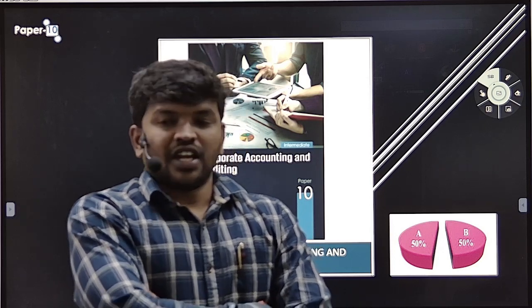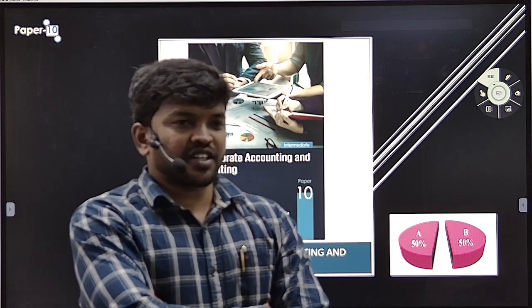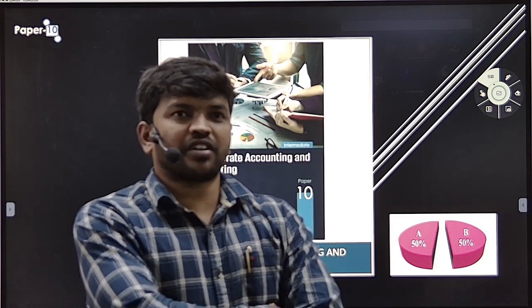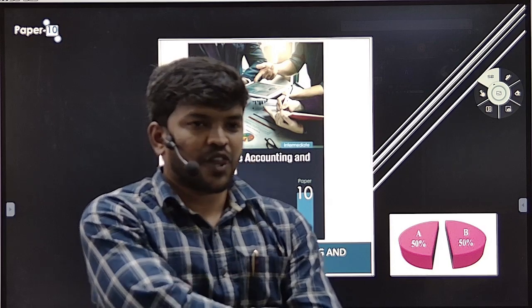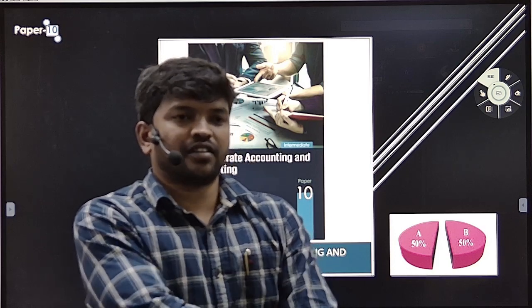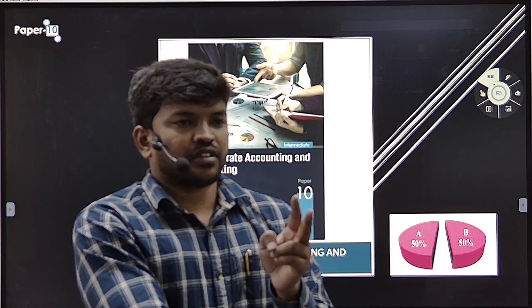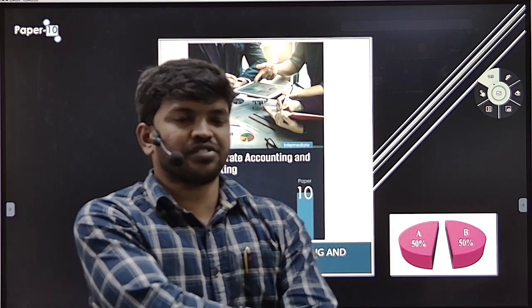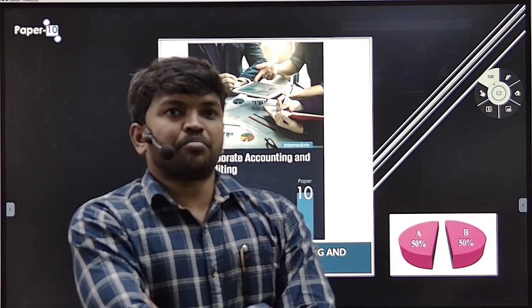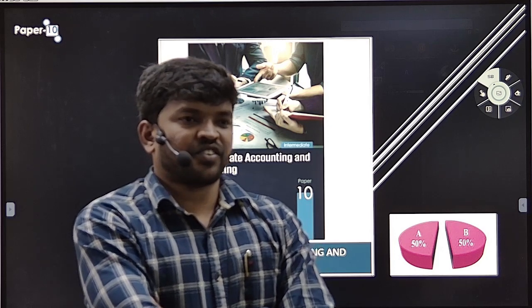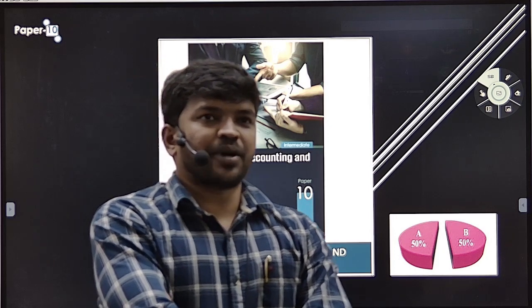Sole proprietor, partnership. Sole proprietor is where you have only one owner. In a partnership you can have minimum 2 owners, minimum 2, more than 2, yes. Company, okay, company.